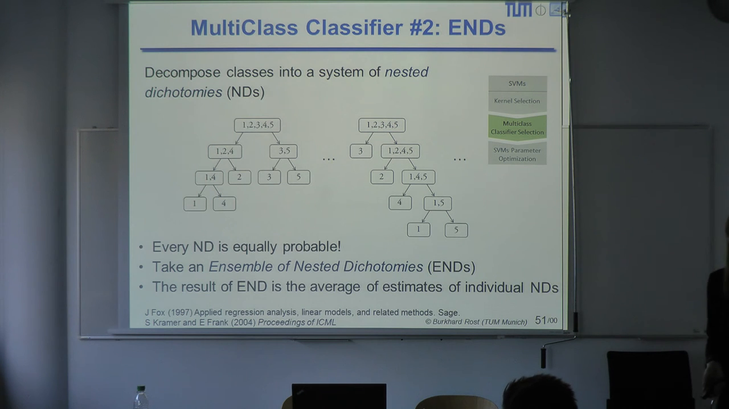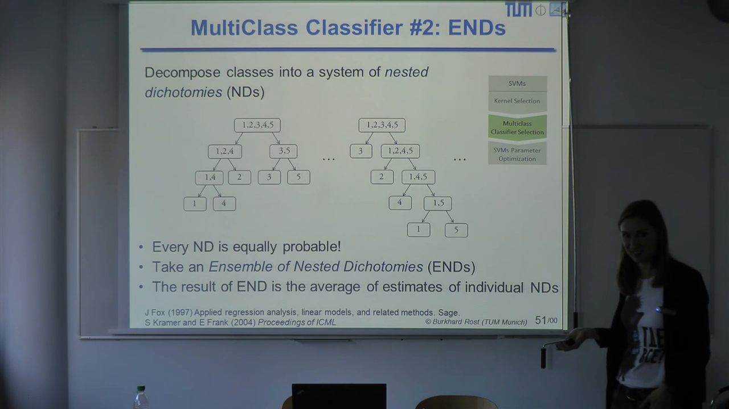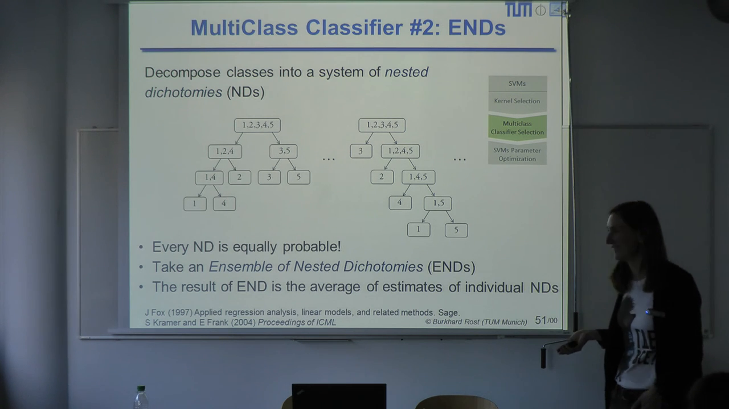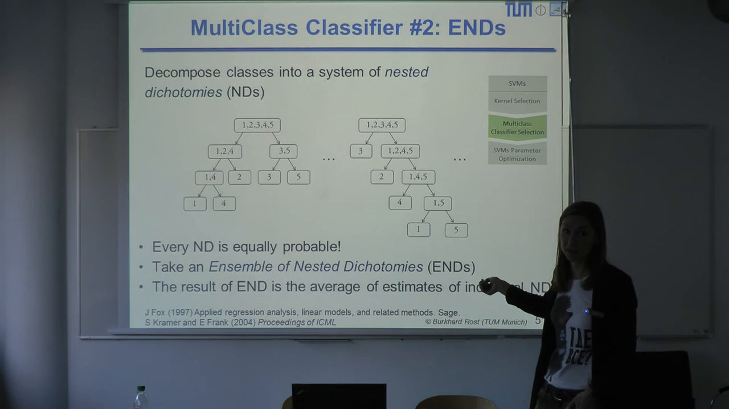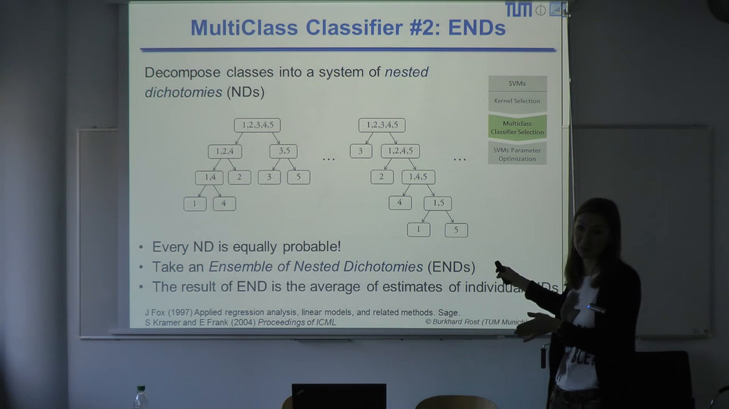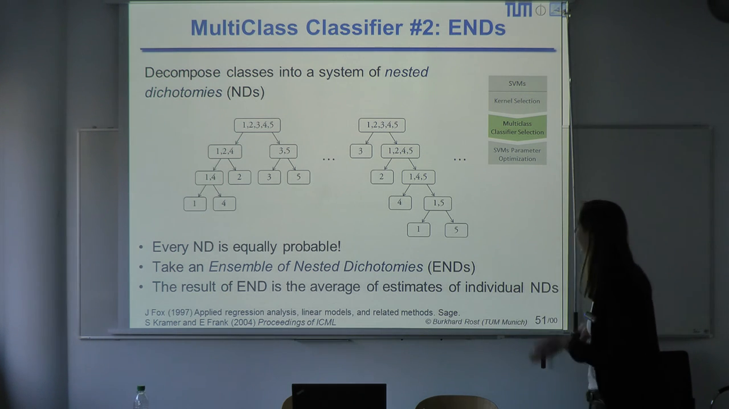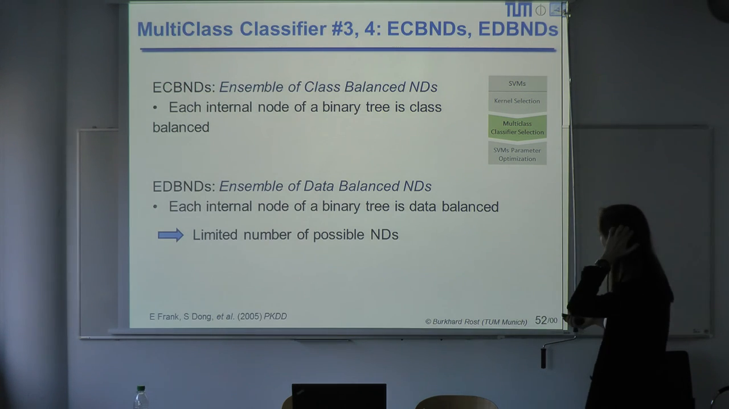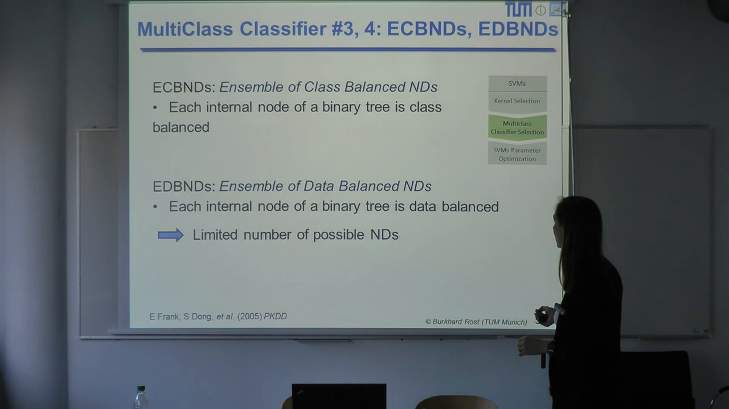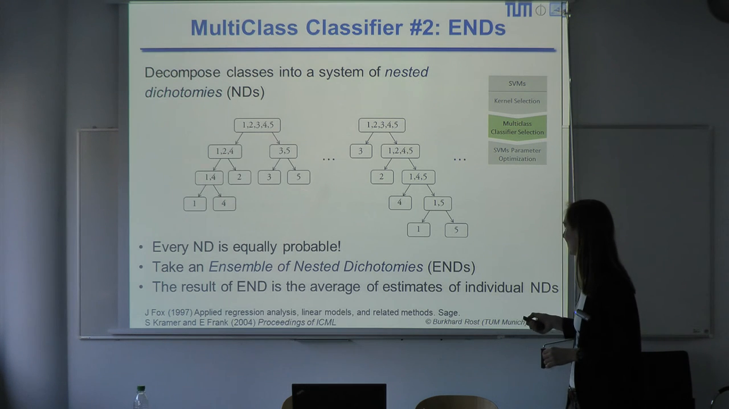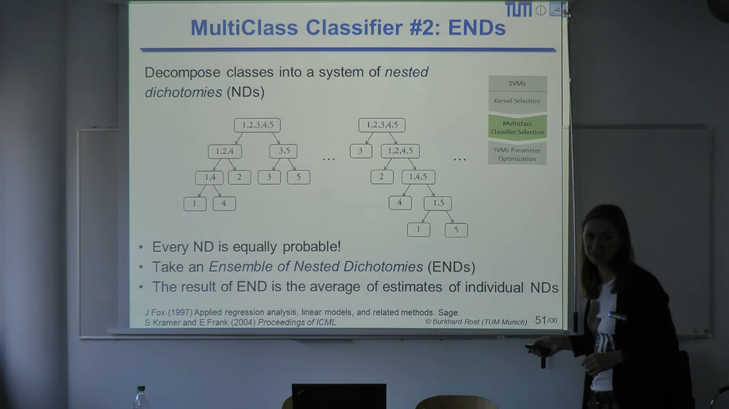Maybe you heard about random forest before, so this is very similar to that. Yeah, I see the analogy, that looks cool. It is, and you can seriously go beyond biology with this. These are readily available, ready-to-use implementations. Okay, so this is one. The others are class balanced dichotomies and data balanced. This means that here we build trees where the number of classes will always be the same between the levels.